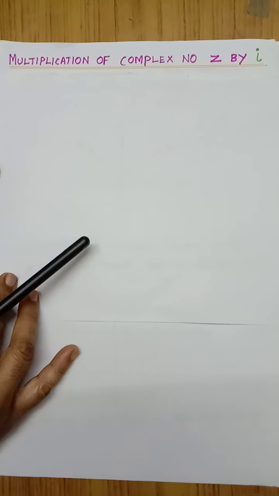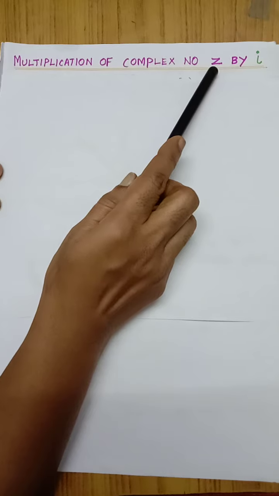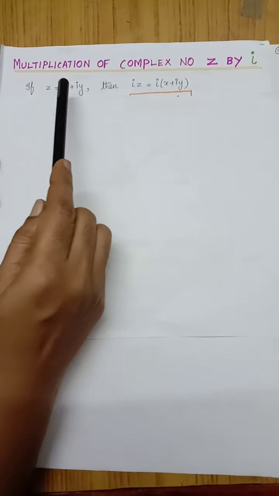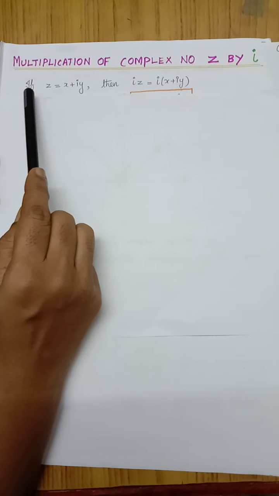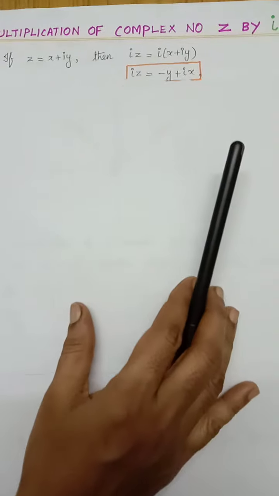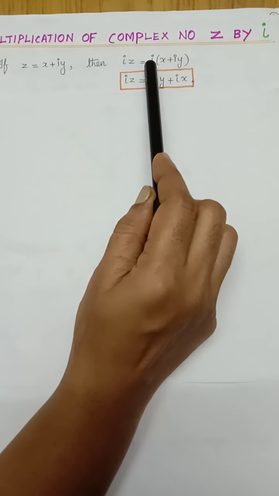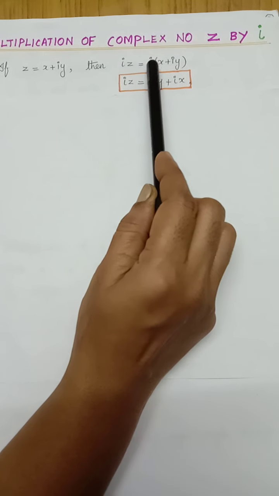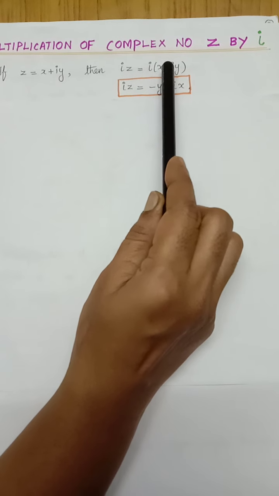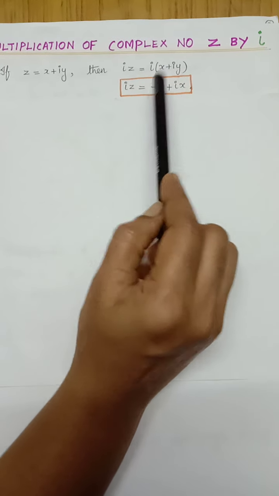Morning students, today we are going to see the multiplication of complex number z by i. Okay, so we are going to multiply the complex number z by i. So z is equal to x plus iy, then iz is equal to i into x plus iy. So when you multiply, i into x is ix, i into iy, i into i is i squared, the value is minus 1, into y is minus y.